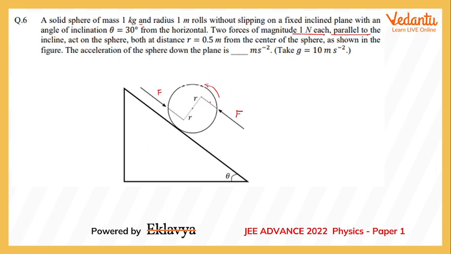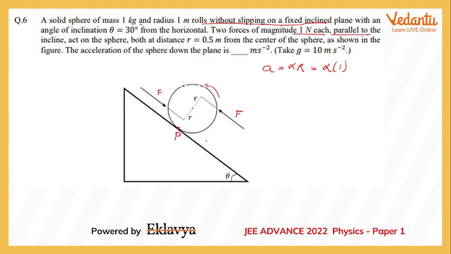Under these circumstances, the question has clearly mentioned that pure rolling is taking place. It rolls without slipping on a fixed inclined plane, and we need to find the linear acceleration of the sphere. If we find the angular acceleration, that should do the job, because the linear acceleration will be equal to alpha into r, and r is given to be 1. So whatever numerical value of alpha we get, that is going to be the answer. To calculate the value of alpha, I am planning to write the torque equation about this point.